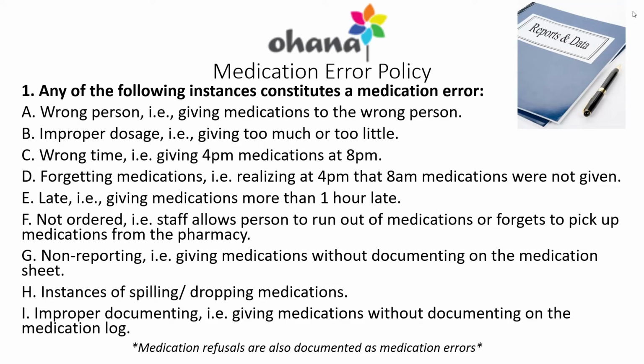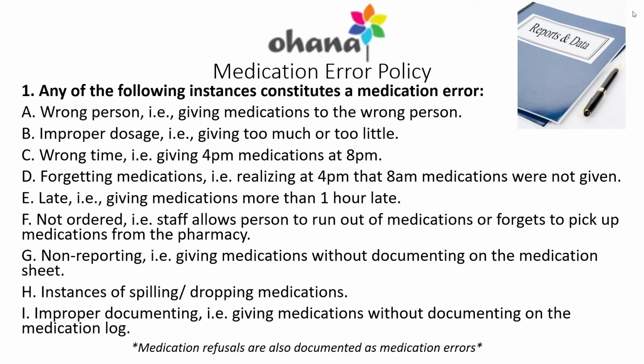H, instances of spilling or dropping medications. This is even if there are medications remaining in the bottle. So let's say you drop 1 pill, put it aside, make sure it's disposed of, and then you still give a person another pill. If 1 pill is missing when we do a count, that's something that we're going to take seriously and we'll have to look into. Again, it's important to report any instances of spilling or dropping medications. It is considered a medication error, and again, it is one that needs to be reported.